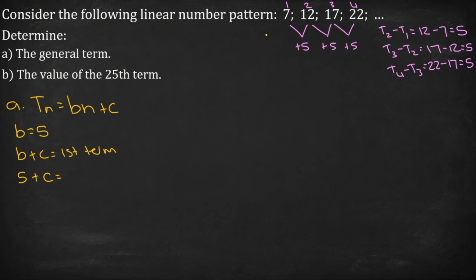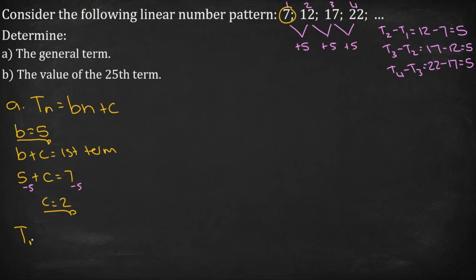So what is the first term? It is 7. So I'm going to write 7. So what we need to do now is to move this 5 to the other side of the equation. I have to subtract 5 from both sides, like this. And that gives us C equals, and 7 minus 5 is 2. Okay, so I have a value for B and a value for C. And now we can write the general term.